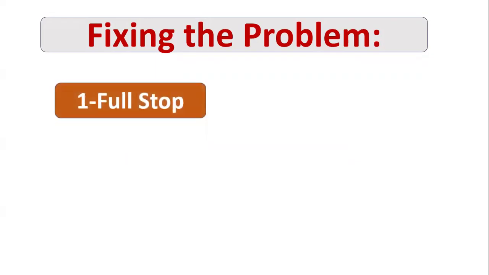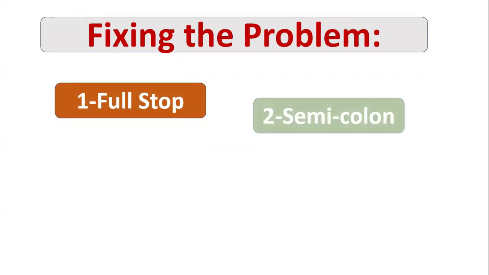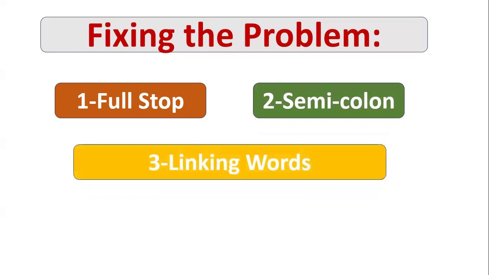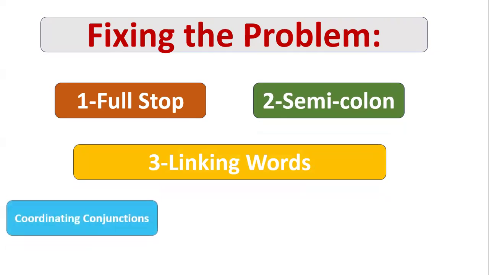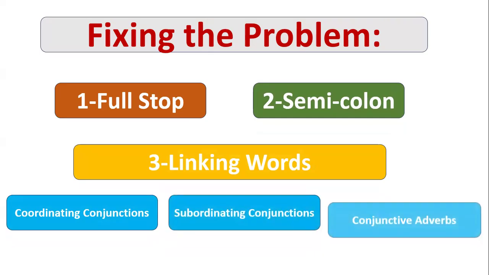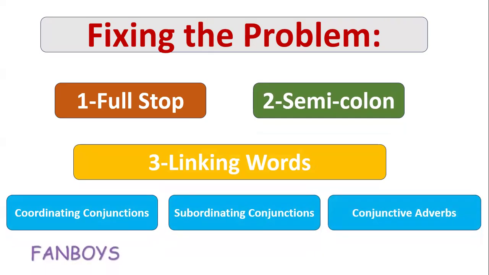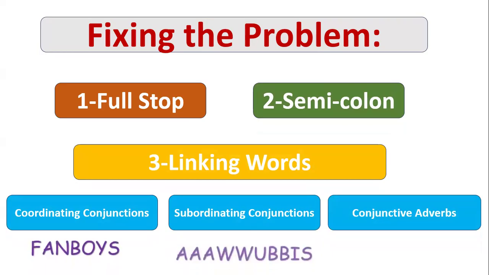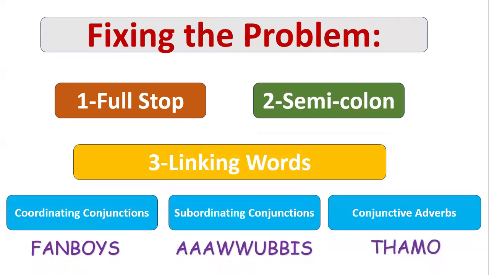Okay, so let's see how we can fix this problem. I'm going to talk today about using a full stop to fix the problem, or using a semicolon, or linking words, and there's so many of these. So I'm choosing to focus today only on three types: coordinating conjunctions, subordinating conjunctions, and conjunctive adverbs. And I'm going to use some acronyms in order to make you remember these. And again, I repeat, these are not all the linking words. I'm just choosing to focus on the most common ones, which will make our writing easier, inshallah.